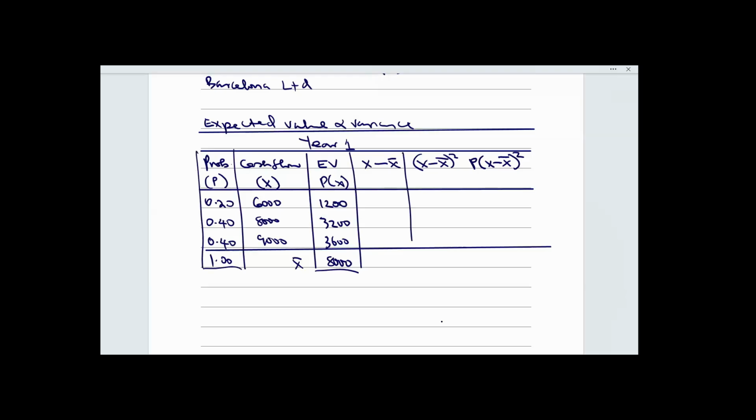Now, to get the variance, you are supposed to multiply. To get the variance, 6,000 minus 8,000 will give us minus 2,000. Minus 2,000 squared will give us 4 million naira. 4 million multiplied by the probability of 0.2, we have 800,000.